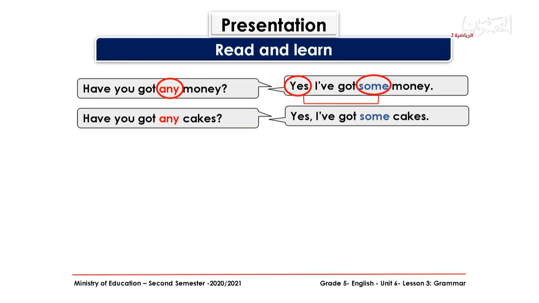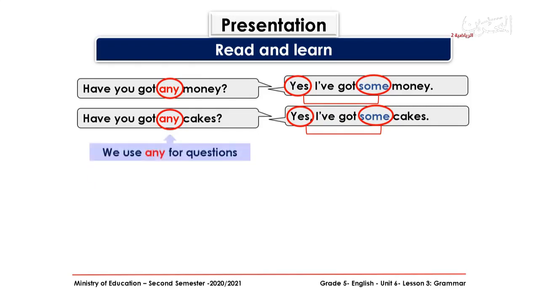In the second example also, we used any to ask about quantity. And then because the answer or the sentence is positive, we used some before the object. Yes, I've got some cakes. So we learn from here that we use any for questions and we use some for positive sentences.